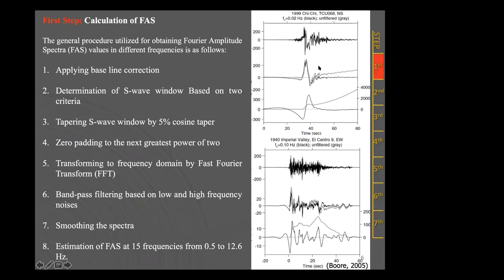So this figure tries to show you how filtering and how low and high frequency noises can affect velocity and displacement. The gray figure here is unfiltered. We just integrated the black one, and if you just integrate the black one, you will get this gray trend here. And if you integrate it twice, you will get this gray trend here.